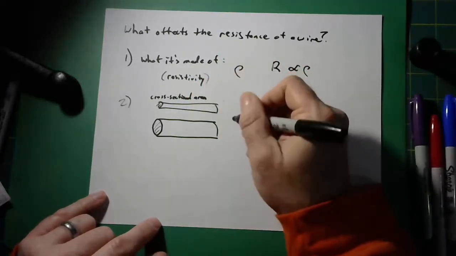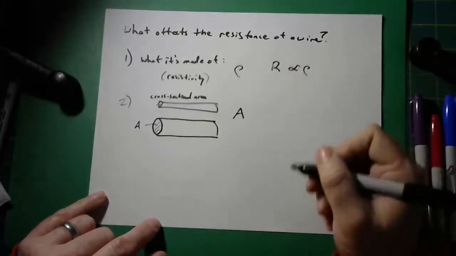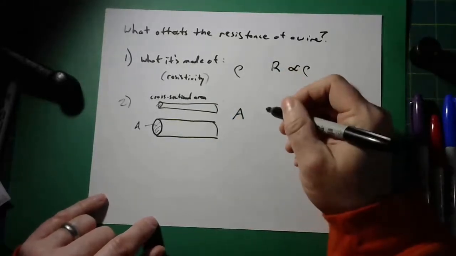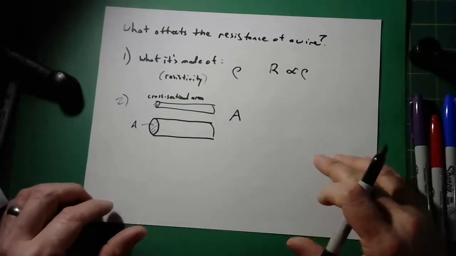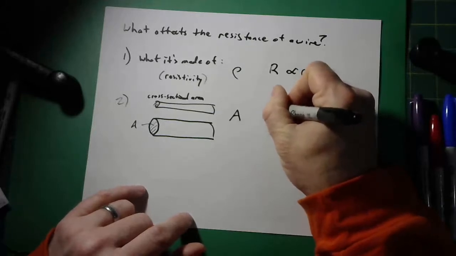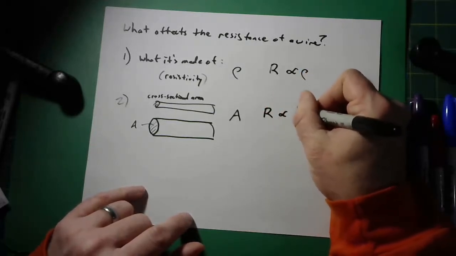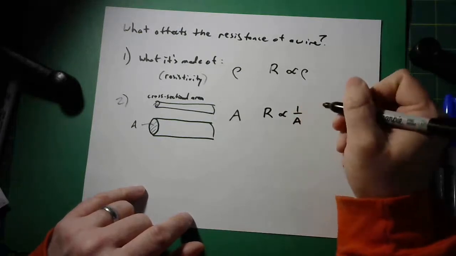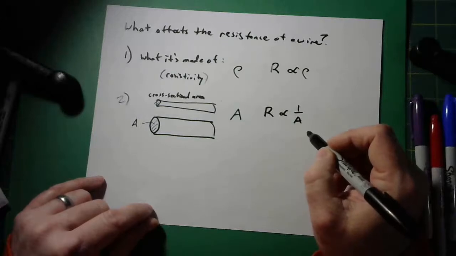And so I'm going to go ahead and give that symbol capital A for cross-sectional area. Again, as the area gets bigger, the resistance of that wire gets smaller, right? So these are not going to be directly proportional. It turns out they'll be inversely proportional. I'm going to go through a derivation of this in a bit, but it's going to be an inverse.